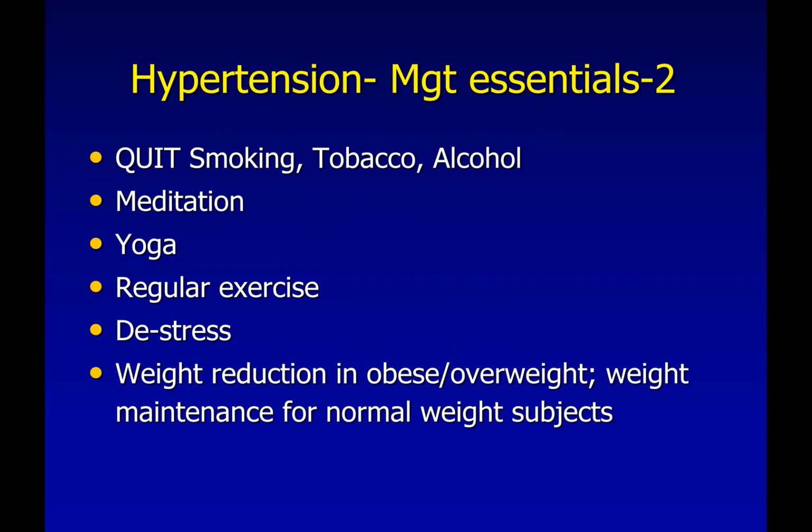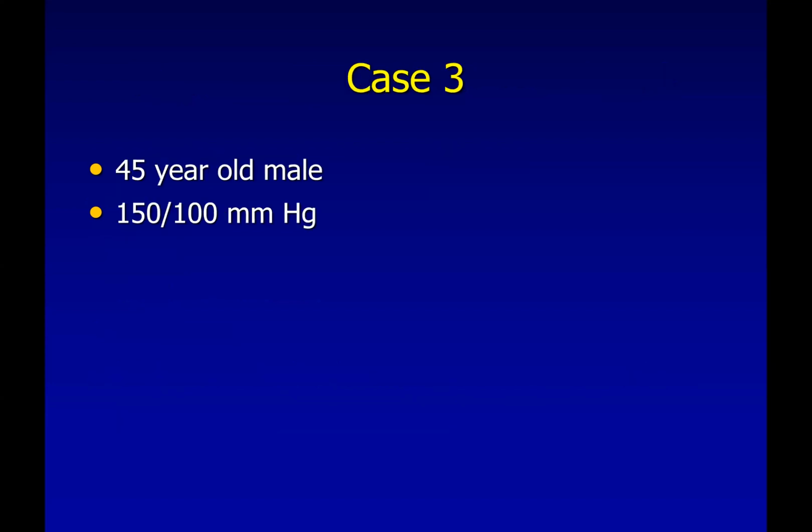Those who are obese or overweight, very, very important, try to reduce weight. Even 1 kg, 2 kg, 3 kg in 3 to 6 months will give you added advantage. Those who are normal weight should not go for weight reduction, but ensure weight maintenance. You should not gain or lose weight. That is also important. So these are management essentials which are to be advised to all patients of hypertension.